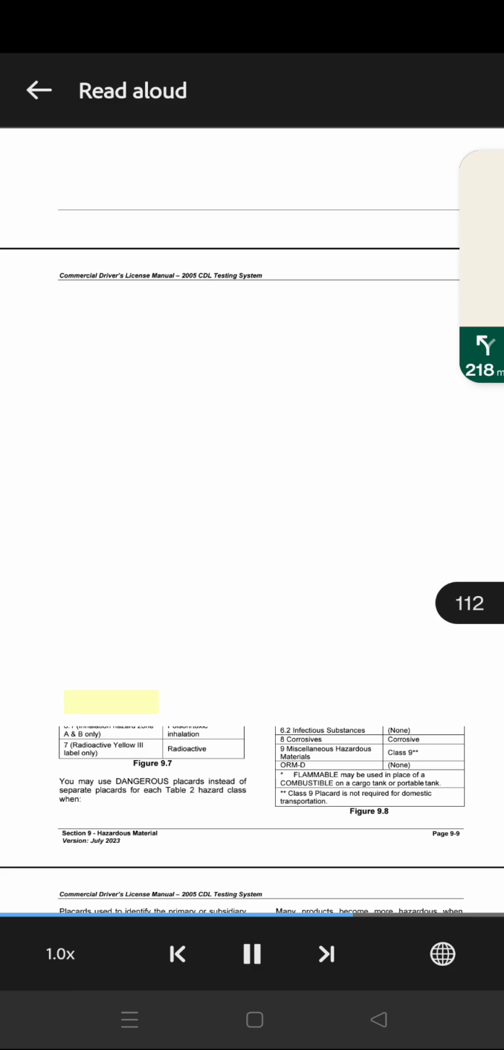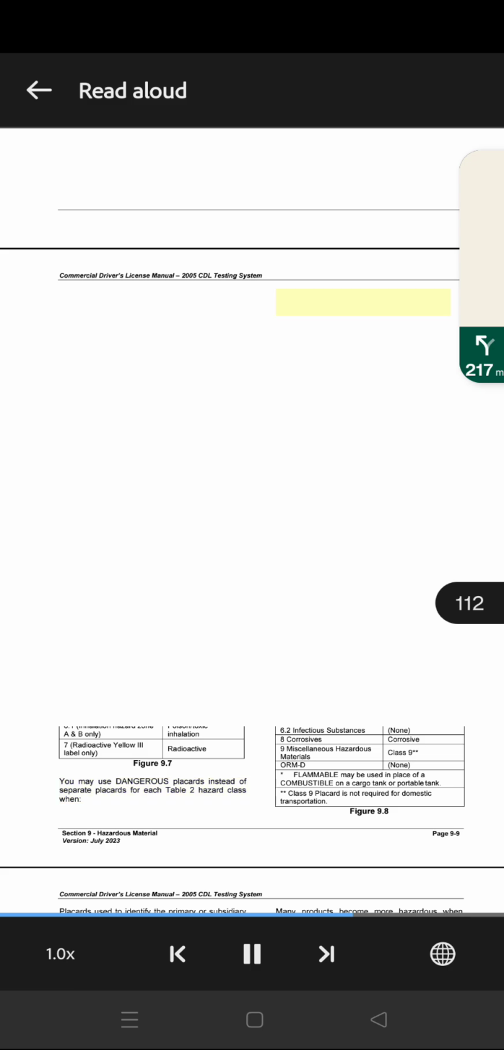5.2 Organic peroxide, type B, liquid or solid, temperature controlled: Organic peroxide. 6.1 Inhalation hazard zone A and B only: Poison toxic inhalation. 7 Radioactive yellow 3 label only: Radioactive. Figure 9.7.